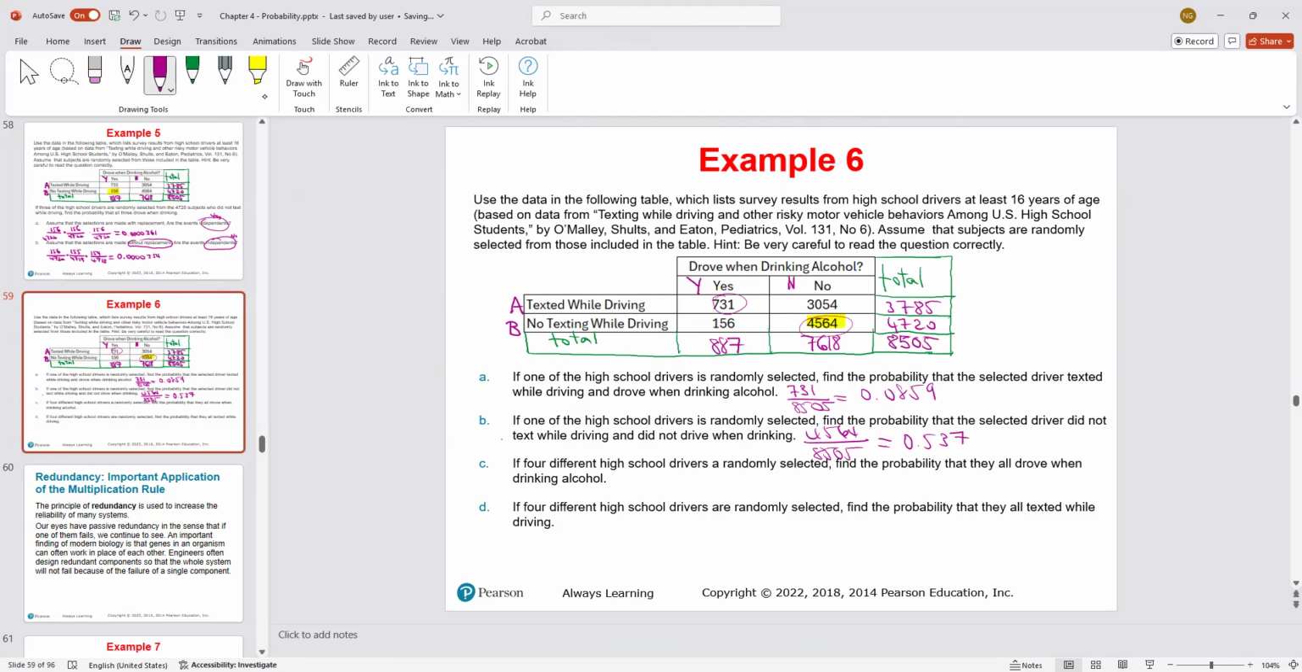Now let's go for 4. With 4, we said if four different high school drivers are randomly selected, find the probability that they all drove when drinking alcohol. Okay, they don't say with replacement, they don't say without replacement, but we're going to go without replacement. So remember, find the probability that they all drink alcohol. So we do 887 drinking alcohol over 8505.